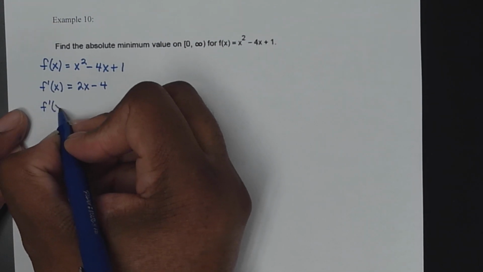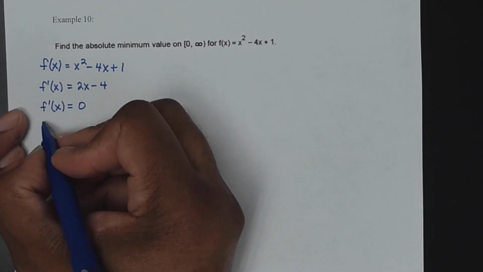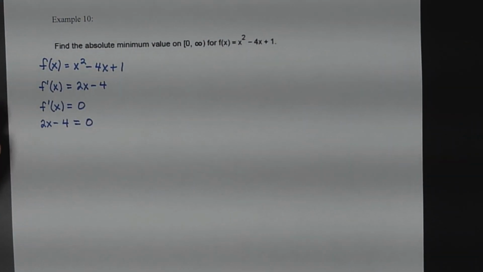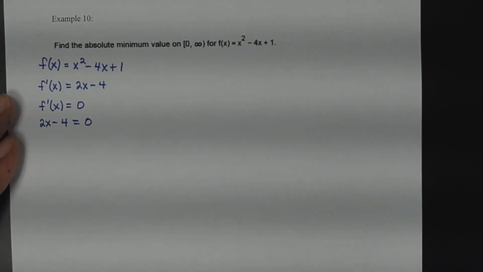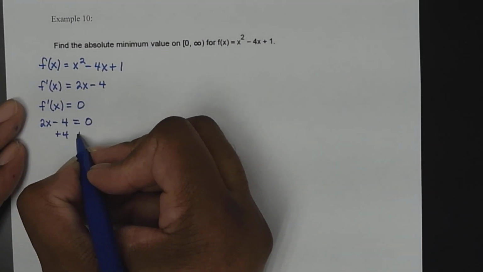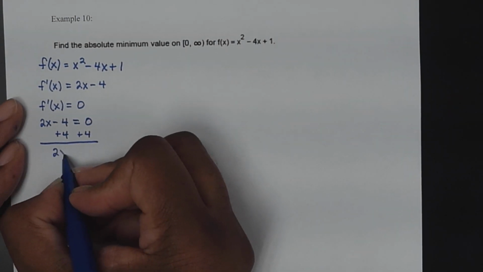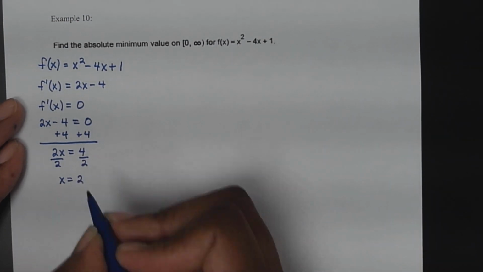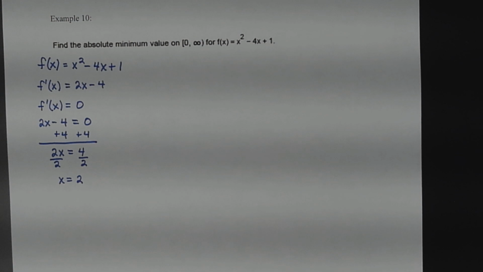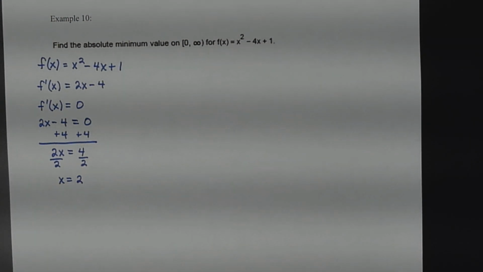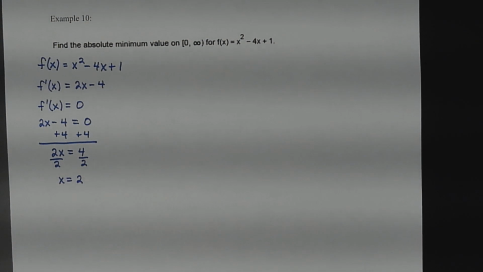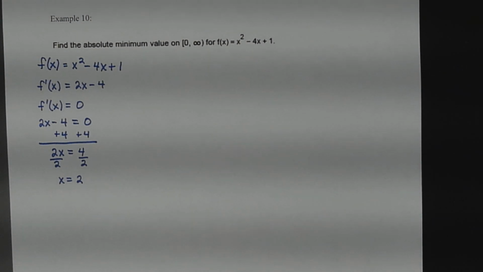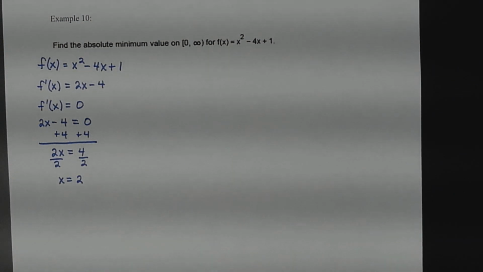And then we're going to set f prime of x to be equal to 0. So that means we'll have 2x minus 4 is equal to 0. Solving for x, if you add 4, that would mean 2x is equal to 4. Divide both sides by 2. x is equal to 2. So now let's go ahead and find our absolute minimum by using that procedure of evaluating the endpoints a and b and the critical numbers.